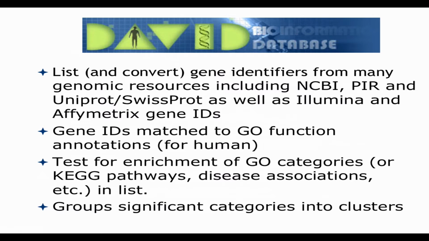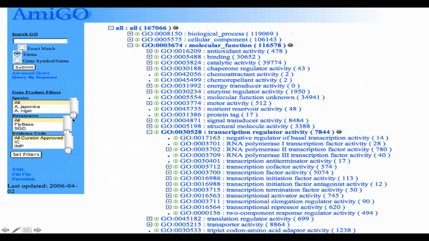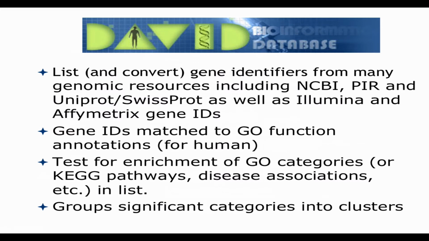Every gene ID is matched to a function in the ontology list. That's a fairly simple one-to-one matching and takes very little compute power. And then, given your list and the matching categories that it pulls up, it tells you whether that set of categories is enriched at any level compared to a random set of categories. It groups the significant categories into functional clusters as well.